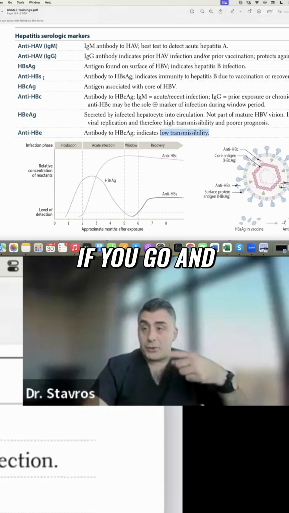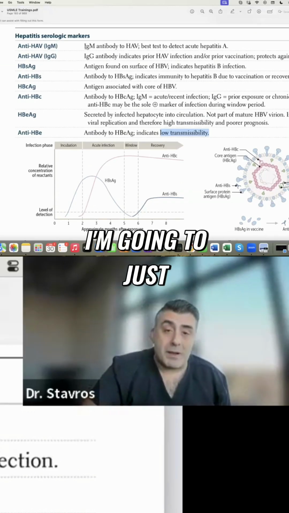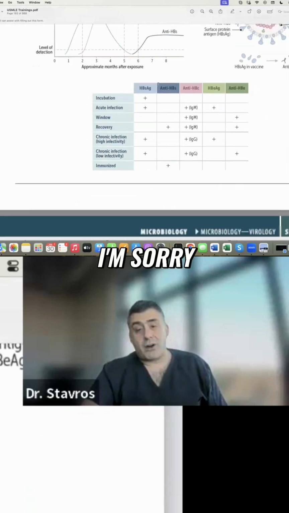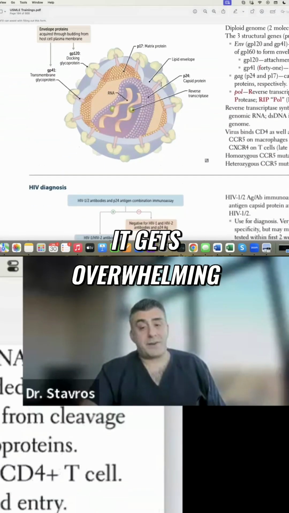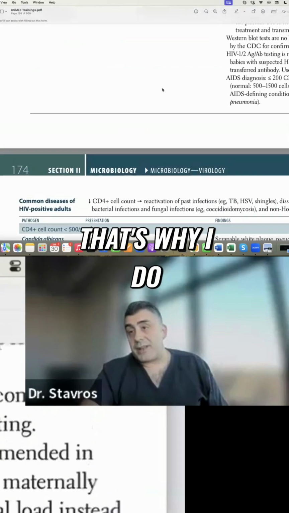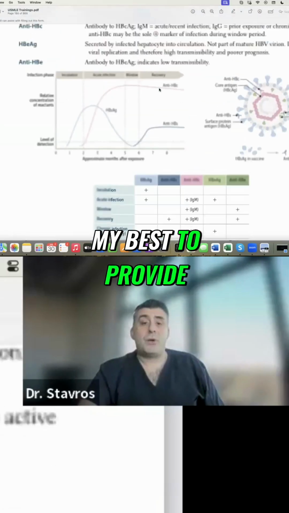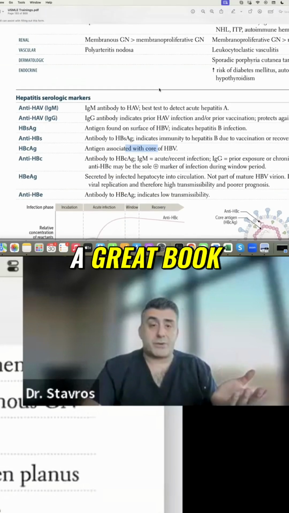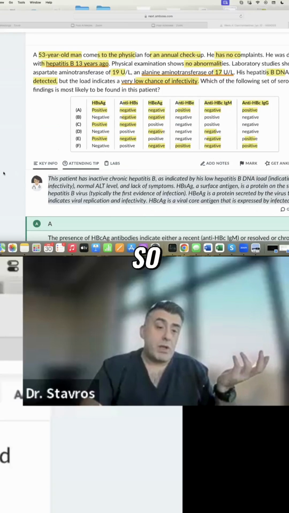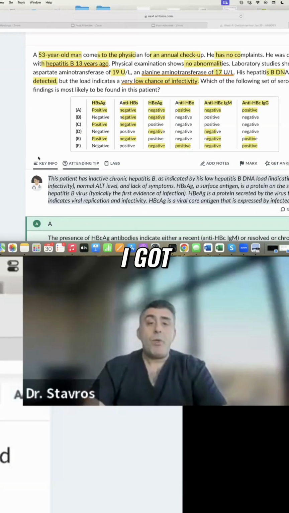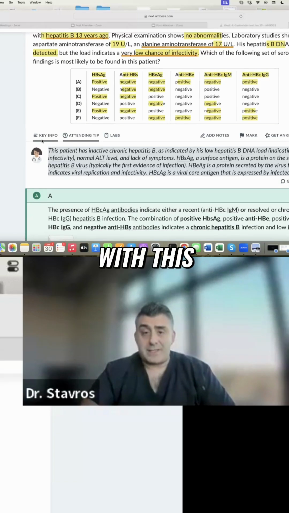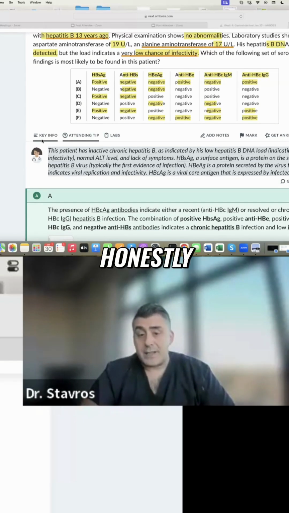But if you go and do it in reverse and say, well, I'm going to just memorize this, I'm going to learn this and learn this, I'm sorry, there's a lot of information here. It gets overwhelming. It gets overwhelming. I don't know about you. I pull away eventually. That's why I do my best to provide you ways to use the First Aid, because the First Aid is a great book. It's just intimidating because it's a lot of information. That's all. So I do my best to show you what I got. Hopefully it works. Hopefully you can apply it and push forward with this. Yes, yes, makes sense. Honestly, it really does.